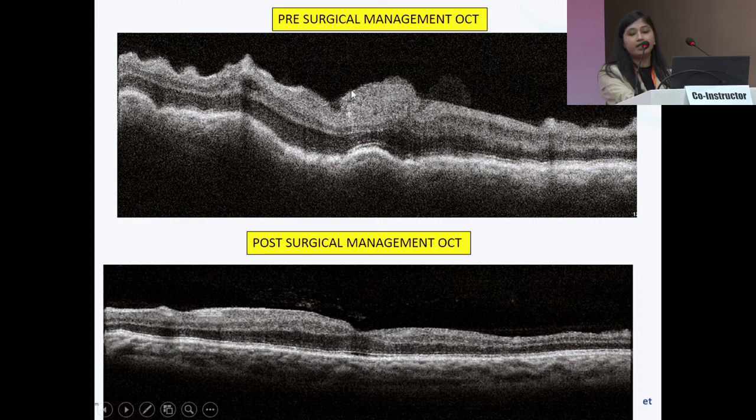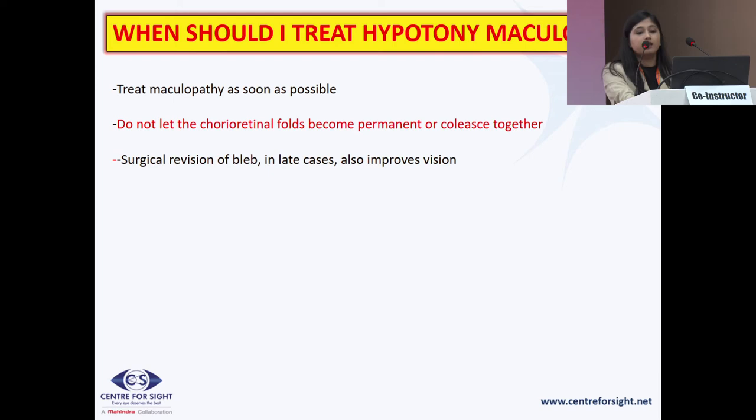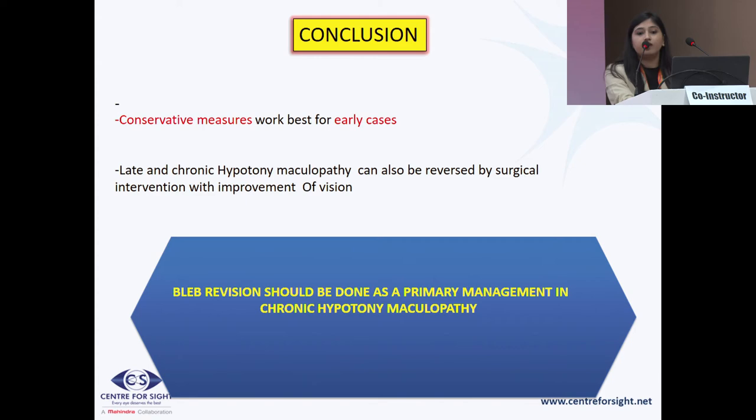Till then, we should always give a treatment trial to the patient. Surgical bleb revision is a very good method, has a high success rate, and gives a very good visual recovery. So the crux of this talk I would like to tell is that the conservative measures work best for the early cases. And in those cases where the conservative measures are not working, the resistant cases, or where the maculopathy developed late or has become chronic, in those cases we can do bleb revision as a primary management.